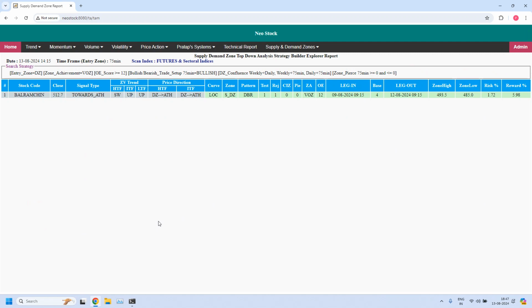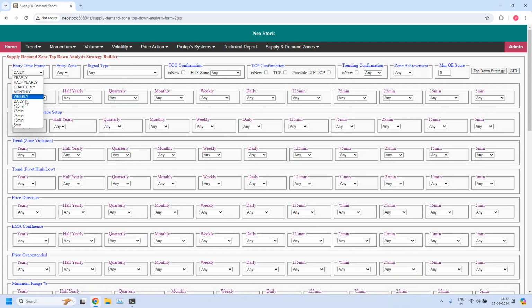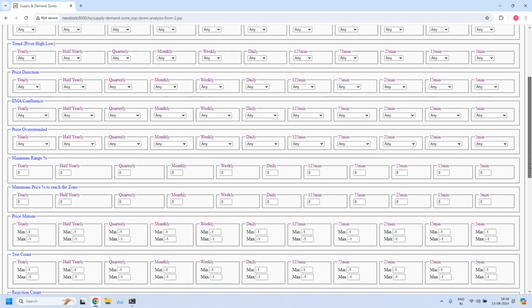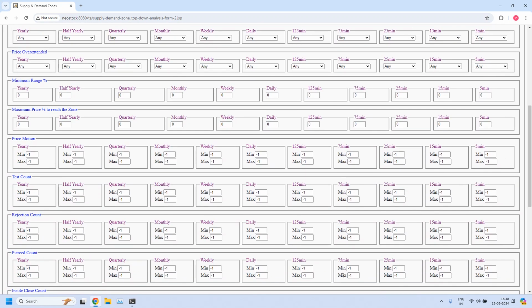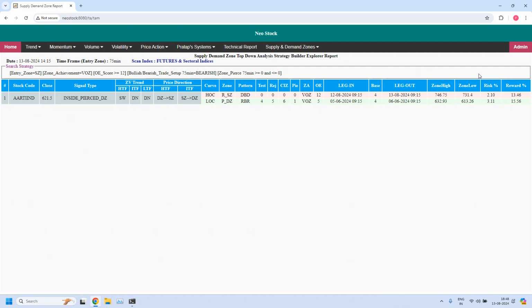Okay, the next report is a bearish trade setup for weekly income trade. So entry time frame is 75 minutes. Bearish supply zone, bullish or bearish trade setup at 75 minutes. I am selecting bearish, and the 75 minutes supply zone should not be pierced. So in the pierced count at 75 minutes time frame, minimum value I am setting 0, maximum value I am setting 0. Zone achievement is violated opposing zone, minimum order enhancer score is 12. All the 3 filters are applied to 75 minutes supply zone. We are generating the report. Only one stock is filtered.